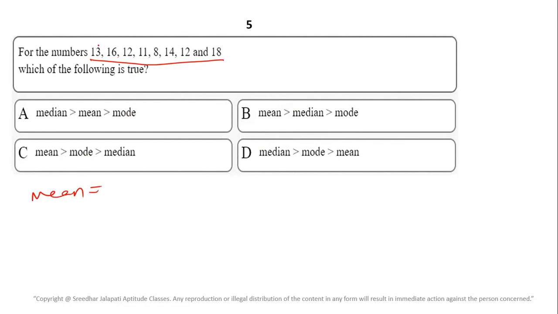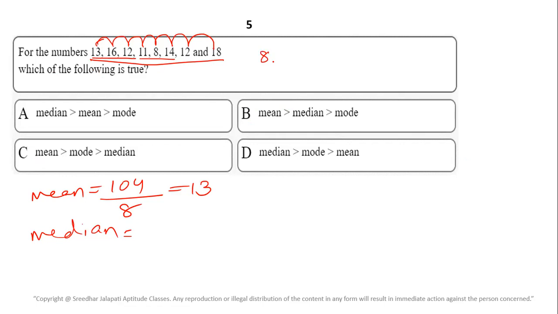Mean is the sum of the elements, that is 13 plus 16, 29, plus 12, 41, 52, 60, 74, 86, 104. In total how many? 3 plus 3, 6, 8 elements. So 104 by 8 is nothing but 13. Mean is 13.